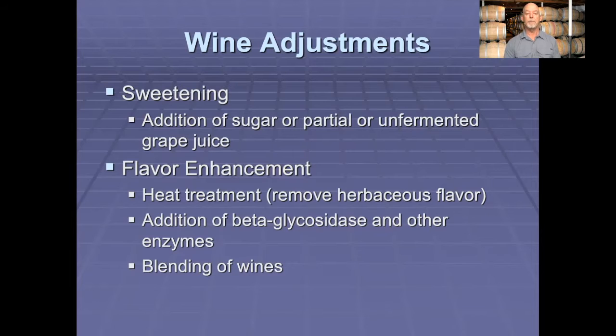Other flavor enhancement methods are using a heat treatment to remove the herbaceous character or flavor of a wine where the grapes were harvested too young and have a grassy or herbaceous character to them. One can add enzymes that help to break down the skin and pulp and cell walls that would perhaps release some flavor components into the wine that would normally not get extracted so well. And one can blend wines.